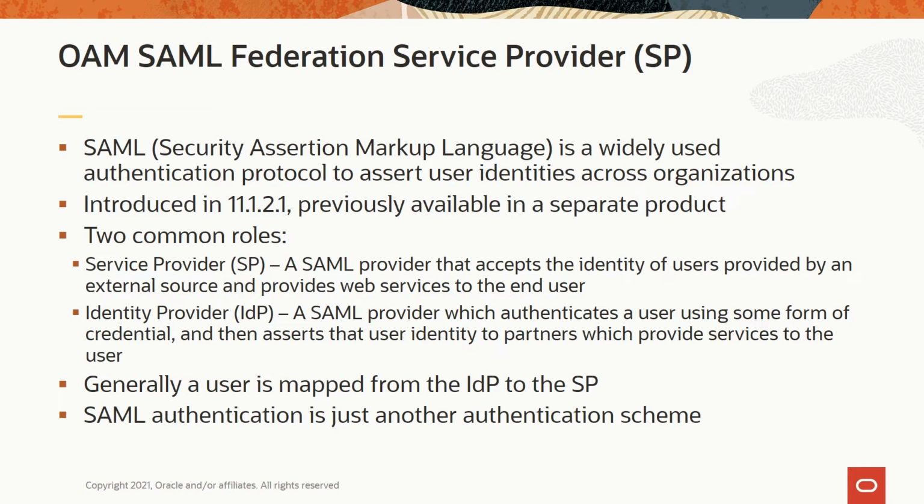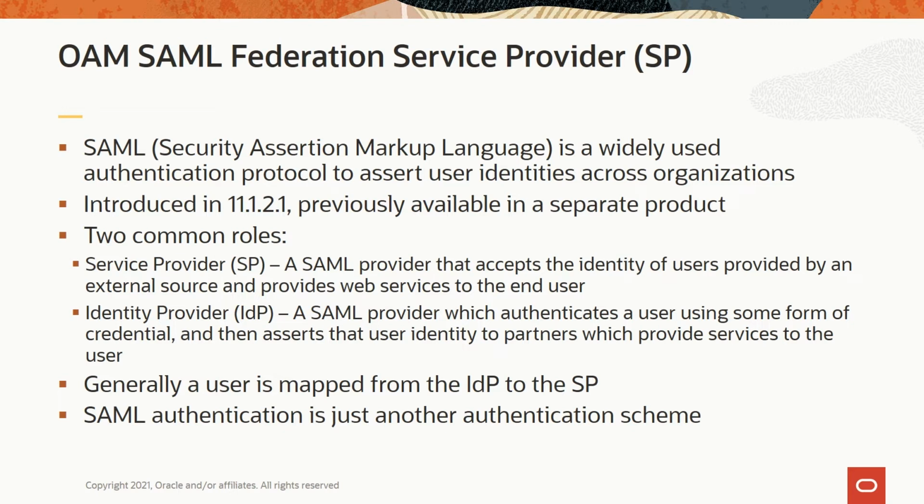The service provider does exactly that. It provides services to end users, usually web services. The identity provider identifies the user identity and asserts it to one or more service providers so that the service provider has an authenticated user to deal with. Generally, but not always, in federation, it's expected that there will be a user in the service provider that the authenticated user at the identity provider can be mapped to. So we'll have a local user store on the service provider that we try and map the users to.